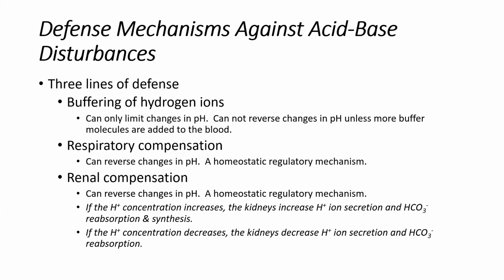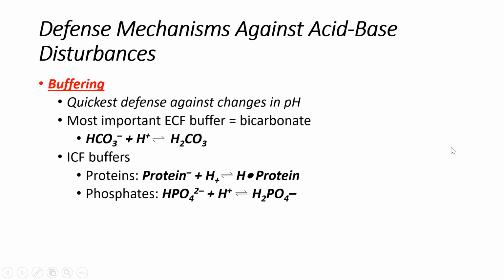This could increase the rate of bicarbonate reabsorption and the synthesis of new bicarbonate, as well as increase the rate of hydrogen ion secretion into the urine. So the kidneys could regulate those three things in order to compensate as well. And those are the three mechanisms that we're going to get into. We describe these buffers here.